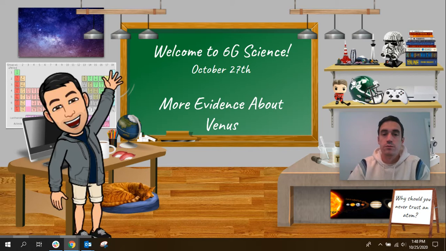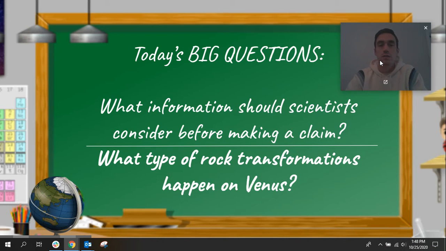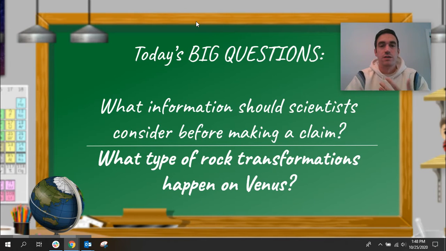So what you're going to do first is your do first, but before we do that, I want you to focus on these big questions that we have today. They extend from what we did yesterday in class. Our first question is, what information should scientists consider before making a claim? Yesterday, we looked at what makes a strong piece of evidence. Today, we're going to look at exactly what information we should be focusing on.